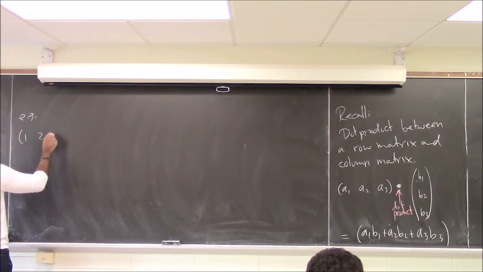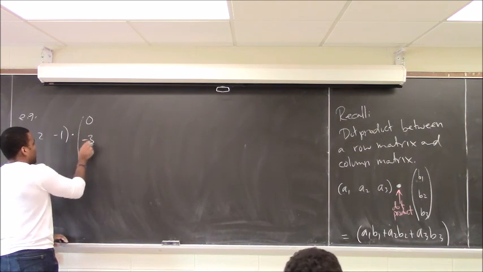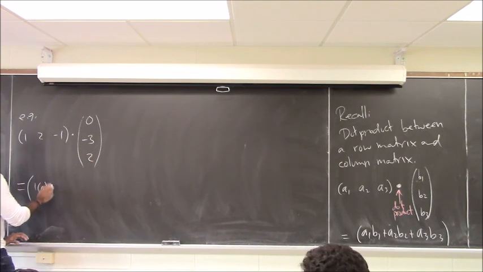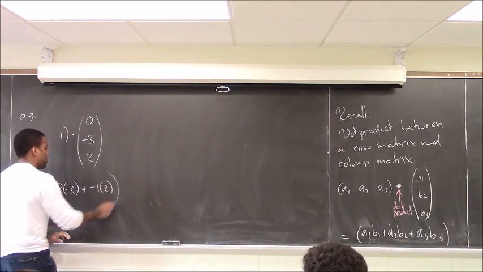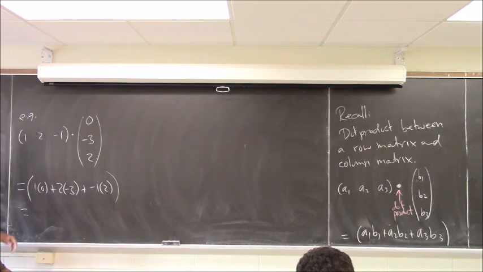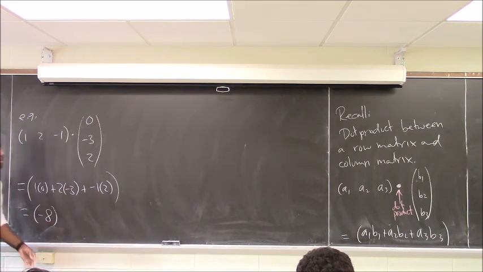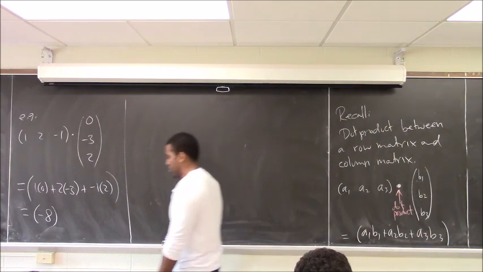Say 1, 2, minus 1 dot product with 0, minus 3, 2. That's going to give you 1 times 0 plus 2 times minus 3 plus minus 1 times 2. So that's going to be 0, minus 6, minus 2. This all collapses into minus 8, that one number. This is called a dot product. That's how you dot product these two matrices.